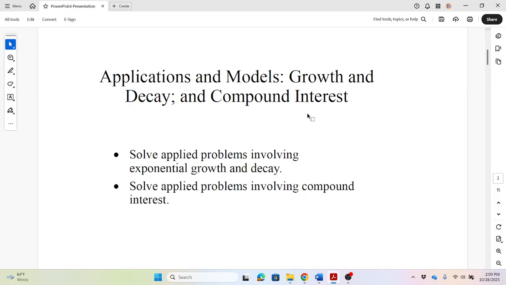Application and models. In this section, we're going to do some application problems where we use exponential and log functions. These are application scenarios like growth, decay, and compound interest. Our goal is to solve word problems.